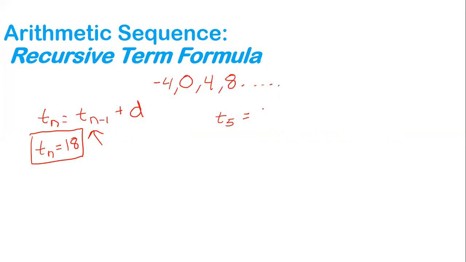Okay, so t sub 5 is equal to t sub 4 plus our common difference, which we calculated before to be 4. So if we're looking for the fifth term, we need the fourth term, which we have to be 8. So 8 plus 4, so our fifth term is simply 12.